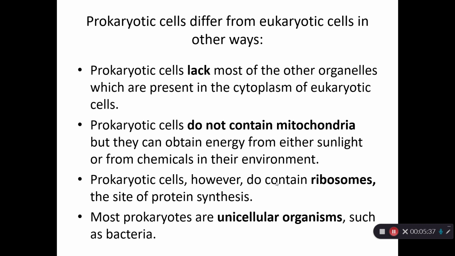Prokaryotic cells lack most of the organelles that are in the cytoplasm. That's what we talk about, the membrane-bound organelles, so they don't have those. They do not contain mitochondria, which is an organelle that eukaryotic cells do have, but they do contain ribosomes. So these are just some examples of what kind of organelles they do have. So that's some more differences that you can use to tell the difference.